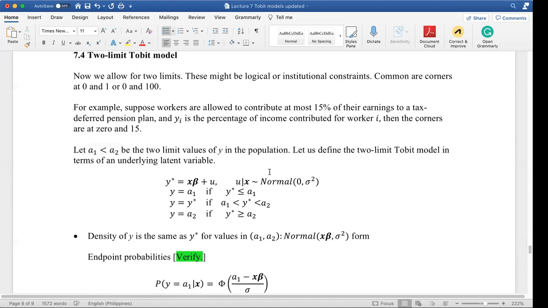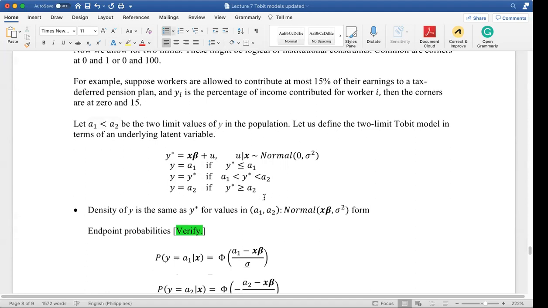Okay. Let us define the two-limit Tobit model in terms of an underlying latent variable. So the latent variable is y star. It is what is linear in beta. So we have y star equals x beta plus u. Then we have the usual normality assumption for these disturbances. They're normal with mean zero and variance sigma square. This assumption will come up again when we go into the censored data models. Okay. So we have the observed y's.